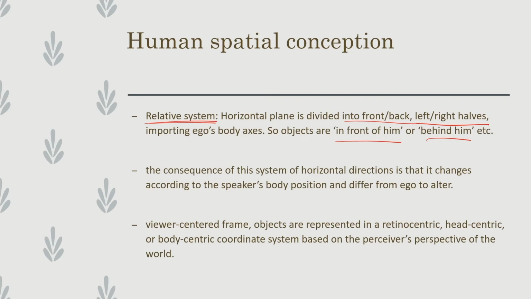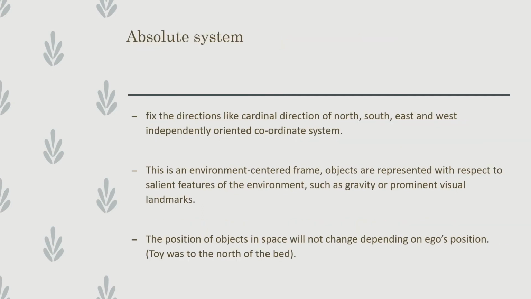So, this is what we mean by the speaker's position and orientation will change the entire understanding. So, this is a viewer centric frame, because the viewer is at the core of it. So, objects are represented in a retinocentric, head centric and body centric coordinate system. That is something we have already talked about. They basically mean the same thing. So, the head and the body and the retina. So, the way we are looking. So, something that is in front of my eyes is in front of me simply.